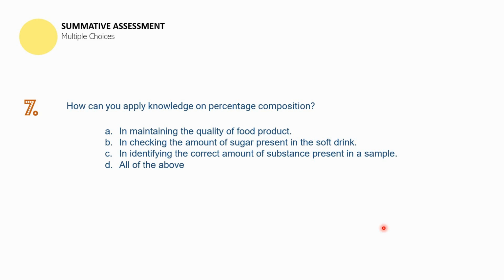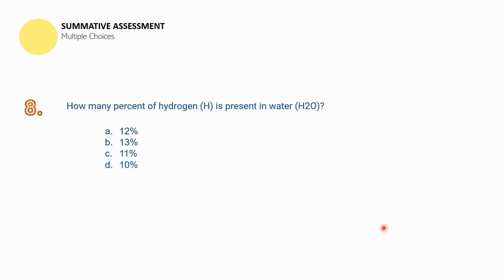If you have decided to continue, let us proceed with question number 8. How many percent of hydrogen is present in water or H2O? A, 12%, B, 13%, C, 11%, or D, 10%. For this, you may at least round it up to the nearest ones. Pause this video if you need more time. If you have decided to continue, let us proceed with question number 9.